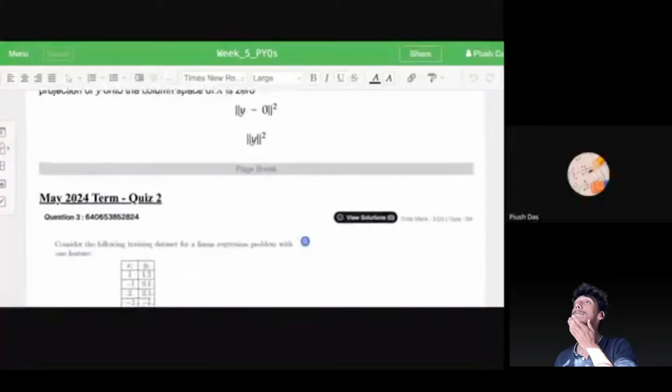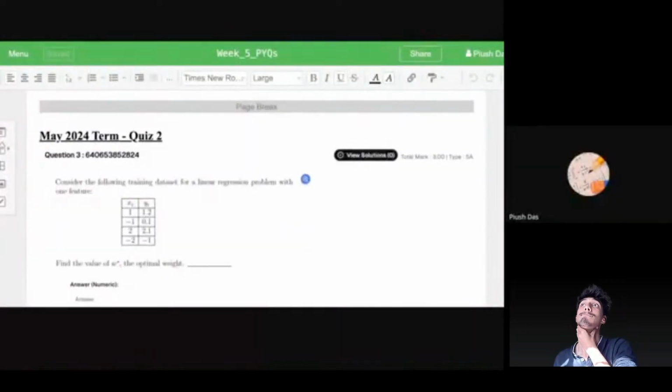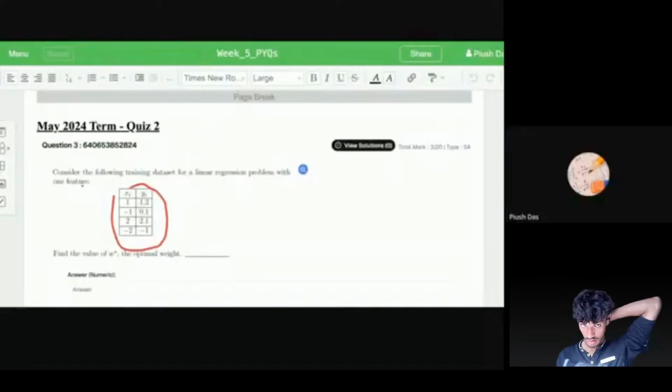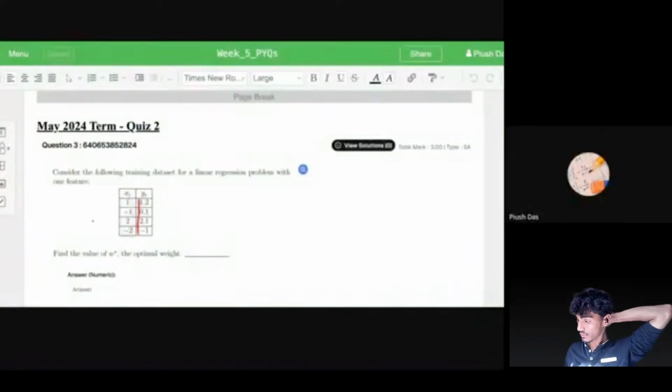So this is a question. This kind of question was even asked in this year's GATE paper, the GATE data science paper, the same kind of question with different values. Consider the linear regression problem where this is our data set X, and this is our label. Find the optimal W star, that is the optimal weight.